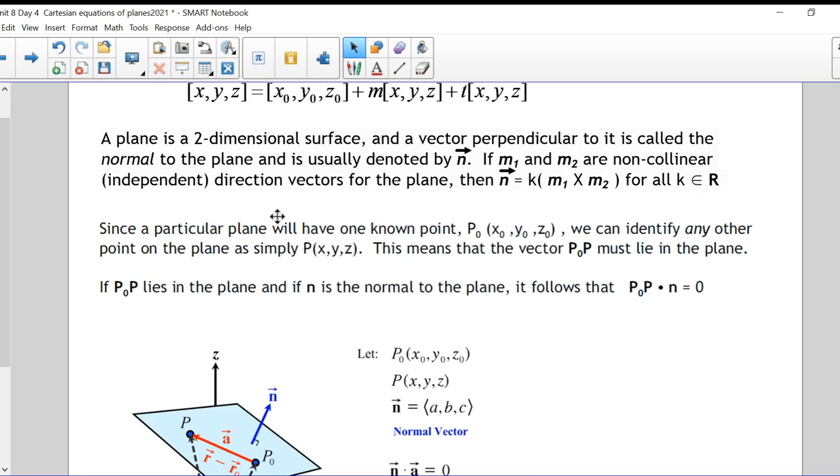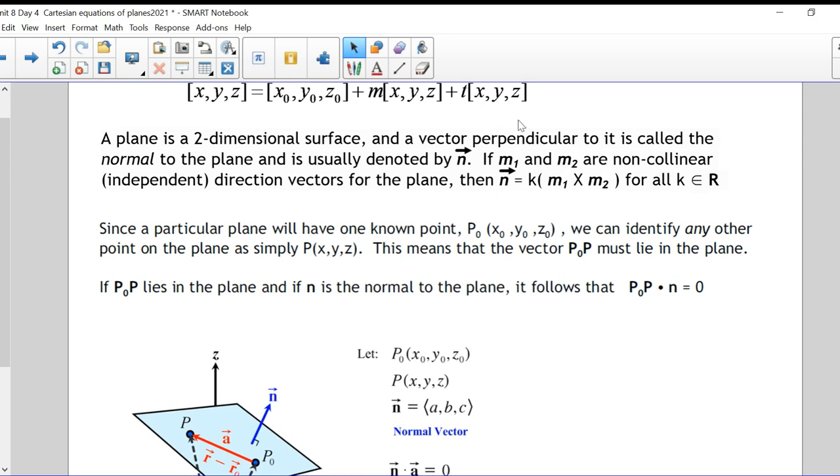But now we're going to use it to generate a different kind of equation for the plane. We're going to say that this normal, which we denote by an n with a line over it, so it's a vector, right? If these two other vectors here are non-collinear, which we said was a condition for having a plane, you can't have two direction vectors that are collinear. They would have to be non-collinear.